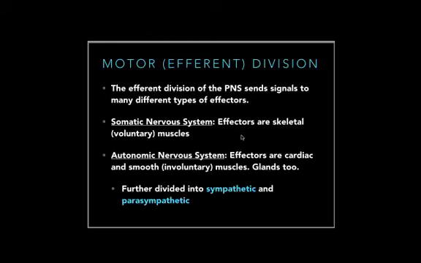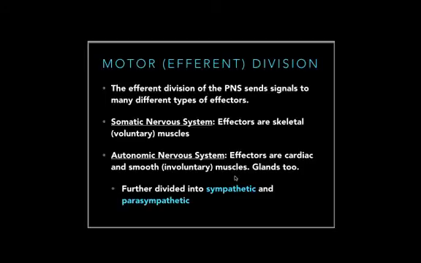So in other words, the brain will be directing your voluntary skeletal muscles to react to stimuli, and that's going to be known as the somatic nervous system. Anytime the effector is a skeletal muscle, because remember, skeletal muscles are voluntary.